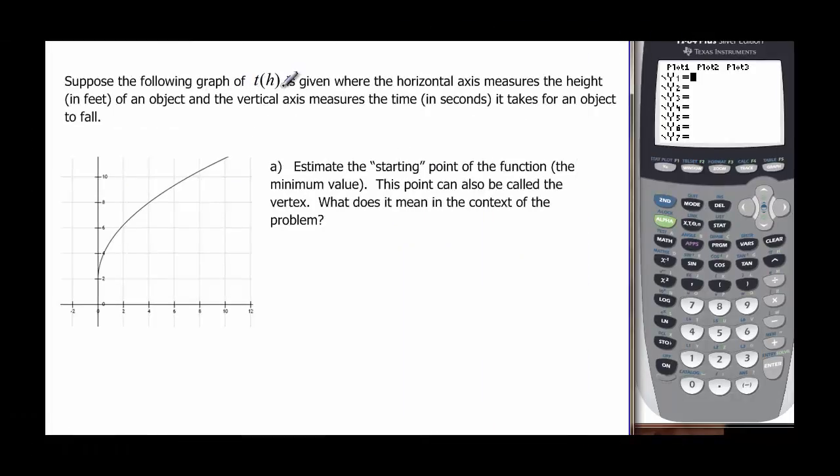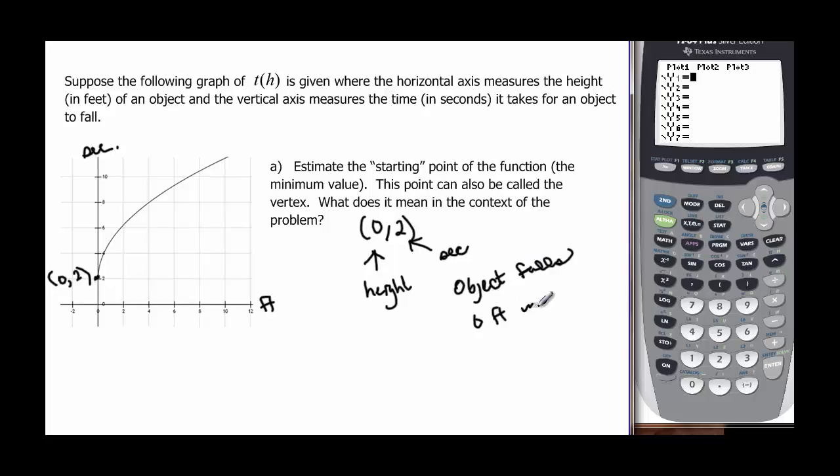Suppose the graph of t of h is given, where the horizontal axis, that's the x-axis, measures height in feet, and the vertical axis, that's the y, measures time in seconds for an object to fall. If we want to estimate the starting point, it looks like it starts at approximately (0, 2). What does that mean in context of the problem? Remember we have an object that's falling, and this is the height that it falls, and this is the time it takes for the object to fall. So the object falls 0 feet in 2 seconds.